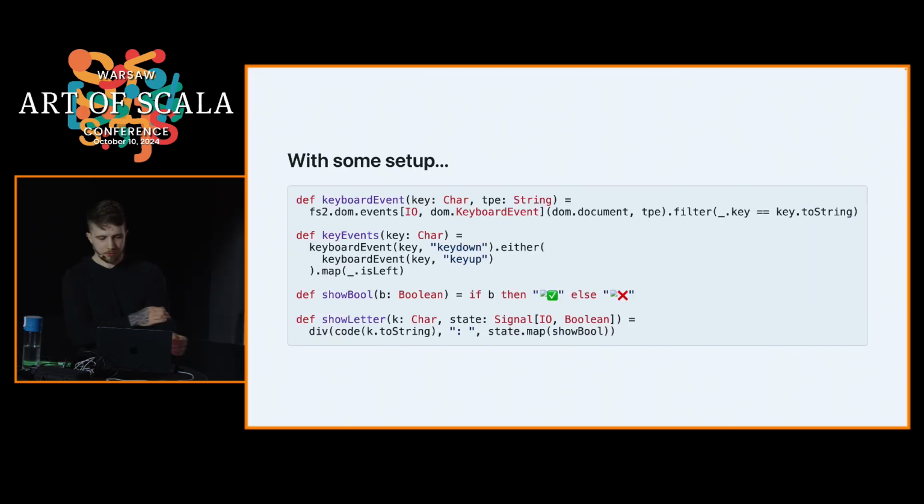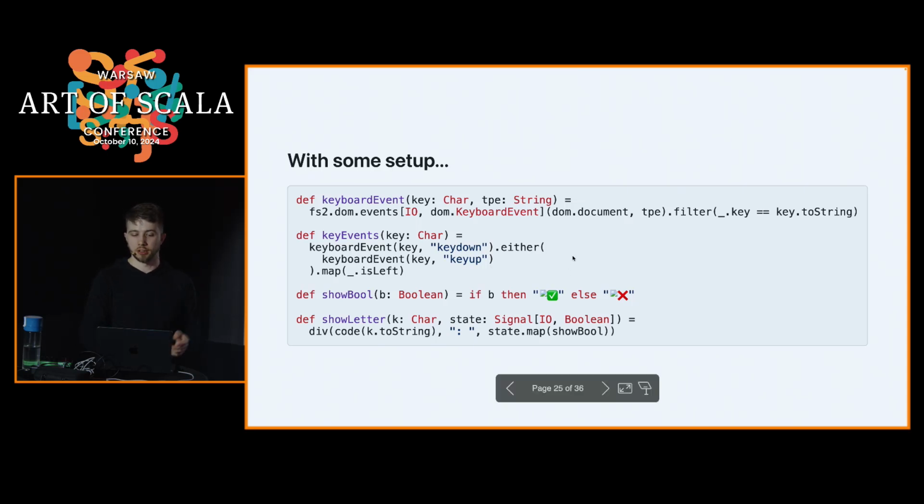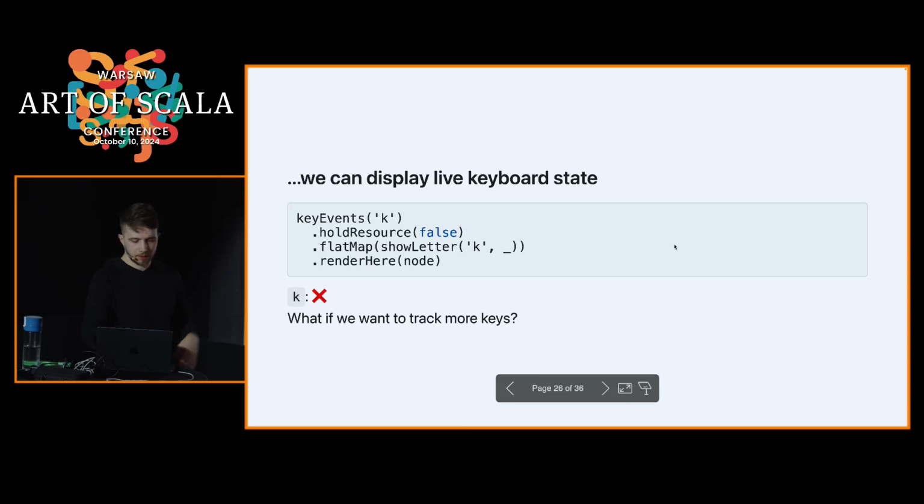Now, I just want to have some fun demos. So we have some setup here for keyboard events. We'll listen to down and up events, and we will be able to show the state of a particular key on the keyboard. So with all that, I can press K, and it will show us when it changes. There's some lag on the presentation, but I can see it instantly here.